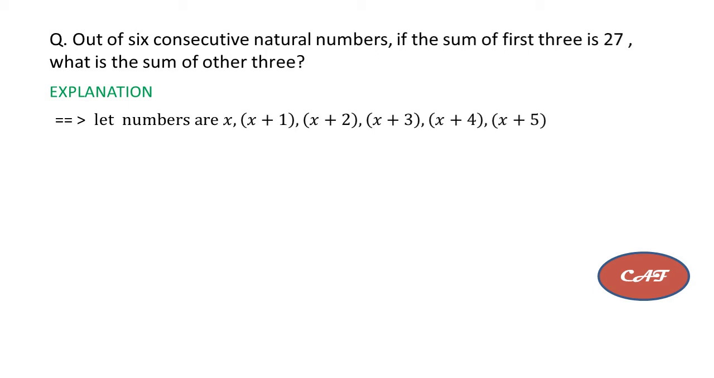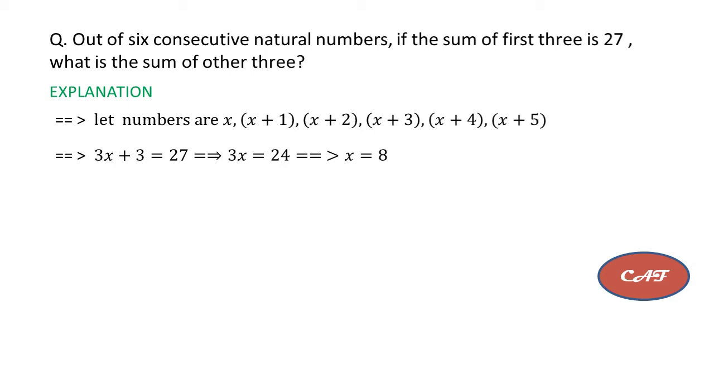Okay, so he told that the first 3 summation is equal to 27. So I am adding those 3. If you add the first 3, it means 3x plus 3 will come, is equal to, they gave 27. From that you can find out the x value. If you see here, I got the value of x is equal to 8.